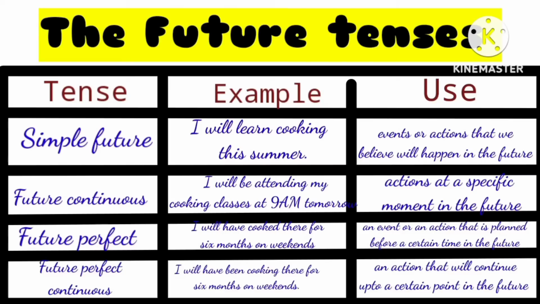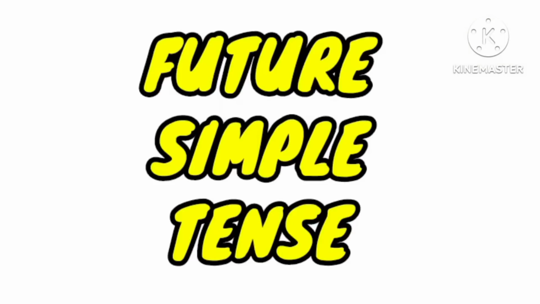Future perfect continuous. It is used to describe an action that will continue up to a certain point in the future. For example, I will have been working there for 6 months on weekends. It is almost similar to future perfect, right? Don't worry, we are going to see in brief about each and every future tense.